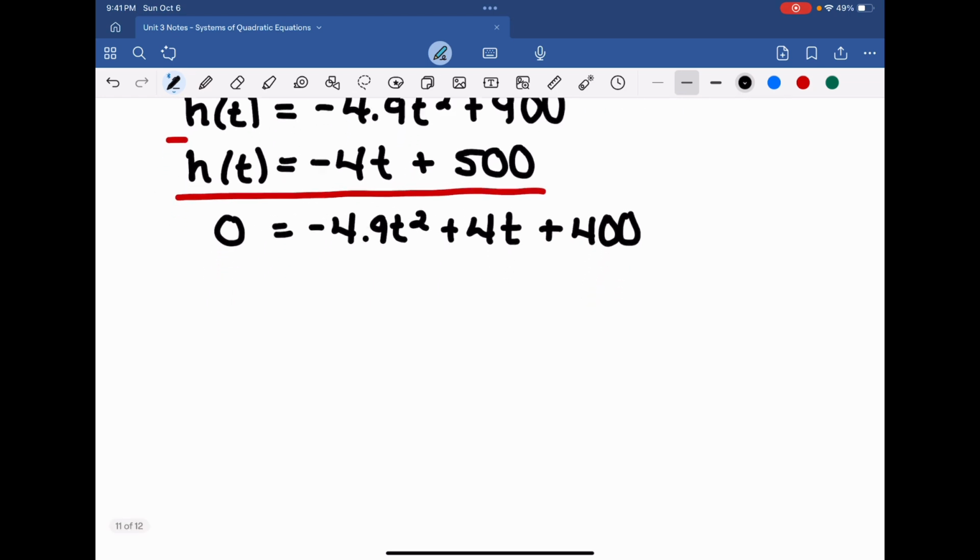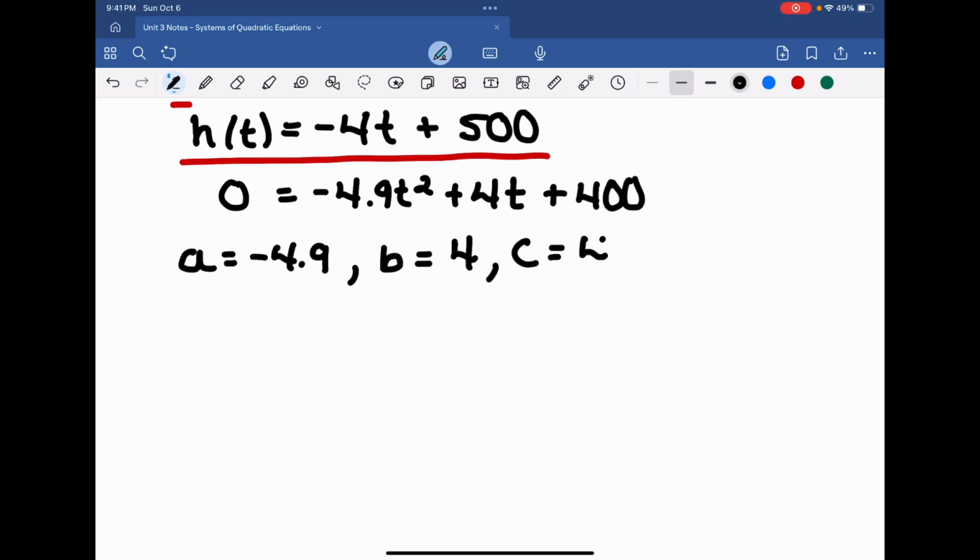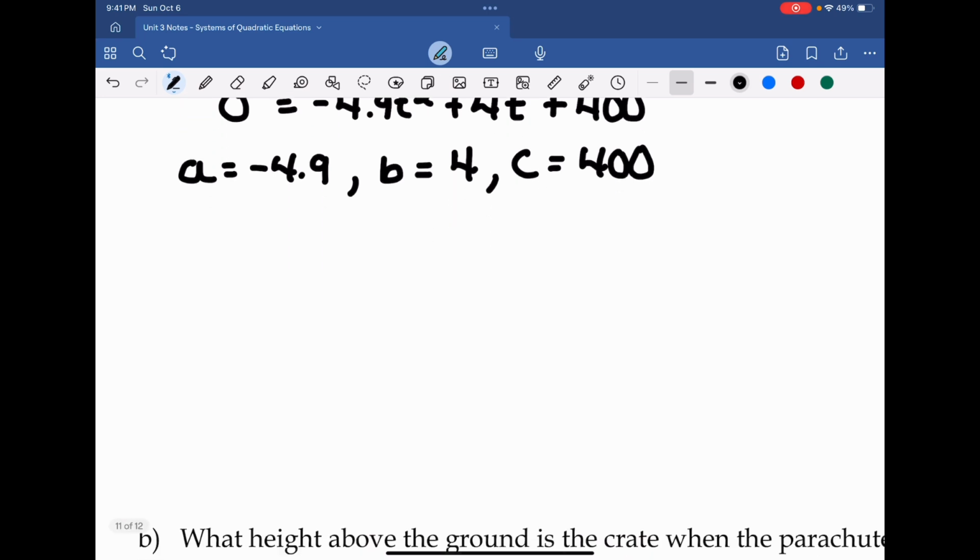Okay, now from here, we're going to establish an ABC, right? Because as soon as you see a decimal, you're like, okay, maybe the quad formula is going to be our best method. So we have negative 4.9 for our A value, our B value is equal to positive 4, and our C value is equal to positive 400. These are all just the coefficients or the constant terms within the quadratic equation we've just established with elimination. Now from here, we're going to plug it into the quad formula.